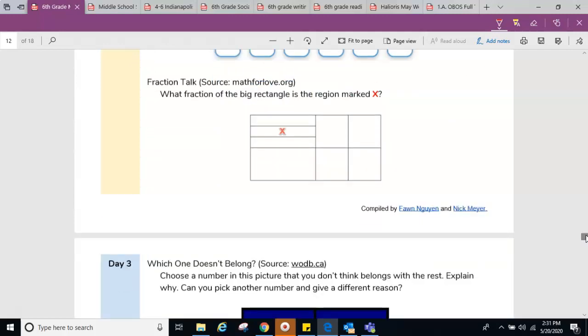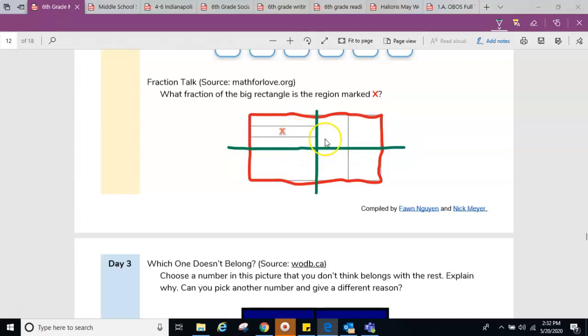Lastly, for day 2, fraction talk. What fraction of the big rectangle is the region marked X? So again, we're looking at this big rectangle. And again, we're going to pretend like my mouse can draw a straight line. So this is the large rectangle. I can already see that if I draw this line right here, that's going to be cut in half. So here's one half and here's another half. I can see that this line right here is doing the same thing, but horizontally. So then I have 1, 2, 3, 4 parts, so that's a fourth.